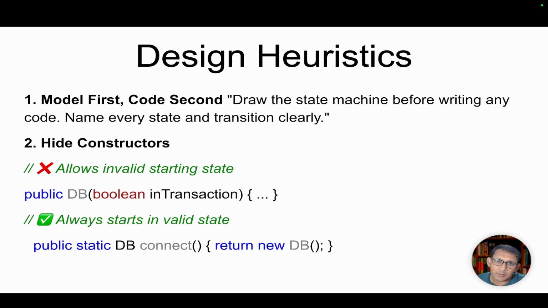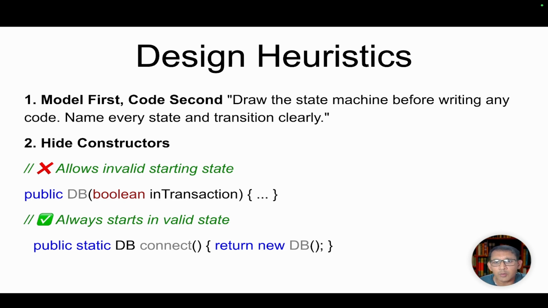Label every transition arrow with the method that triggers it. If multiple methods can trigger the same transition, that's a design smell. Consider whether those methods should be consolidated or whether you're missing a state. If you find transitions that seem to go backward in the protocol, examine whether that represents error recovery or whether your state model needs refinement.